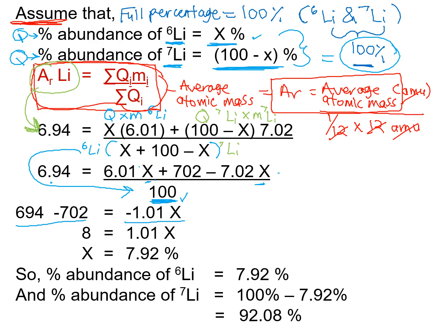And then minus 8 equals to minus 1.01X. You dapat positif. So kat sini X equals to 7.92%. But you jangan ingat finish. It is not finished yet. Okay. It is not finished yet.